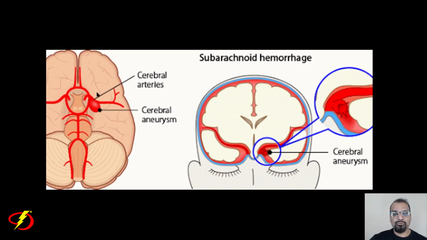Again, remember the circle of Willis, it sits on the base of the brain. It connects the anterior and posterior circulation. But even though it's on the undersurface of the brain, a ruptured aneurysm bleeds into the subarachnoid space, which communicates with all the covering of the brain as well as spinal cord.